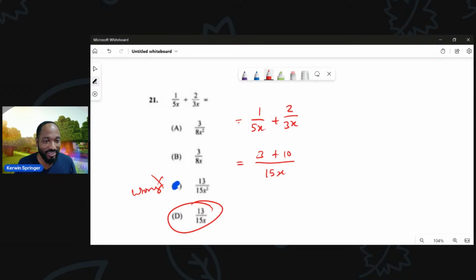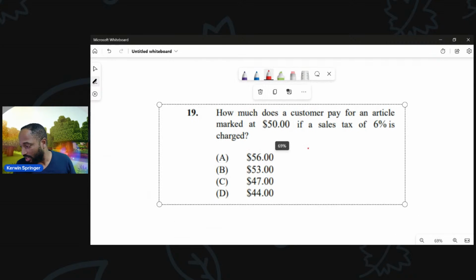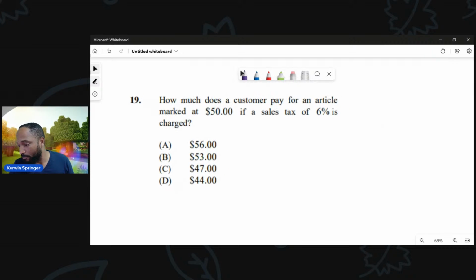Oh yes, father. How much does a customer pay for...? Oh, I should read it. I shouldn't keep my secrets. I should show them. That's supposed to be done already now. Just doing an extra time here. How much does a customer pay for an article marked at $50 with sales tax?